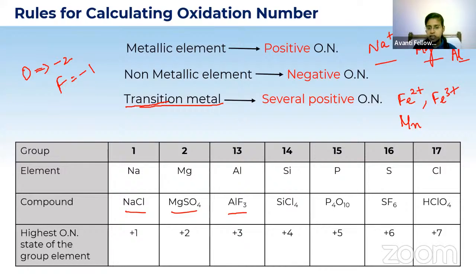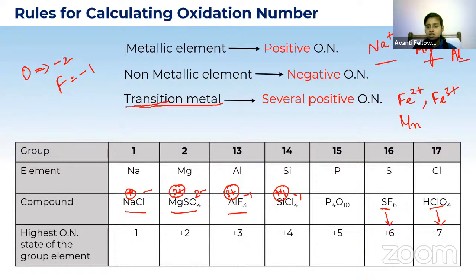In case of NaCl, it is Na plus and Cl minus, right? So the oxidation number of sodium is +1 here. And here it is magnesium 2 plus and SO4 2 minus. The oxidation state of magnesium is 2 plus. In case of AlF3, it is 3 plus, and for each fluorine it is -1. For aluminium it is +3. In case of silicon, it is +4, and for each chlorine it is -1. Here, if we calculate for P4O10, we will get +5. SF6 is +6. And in HClO7, the oxidation number of chlorine is +7.